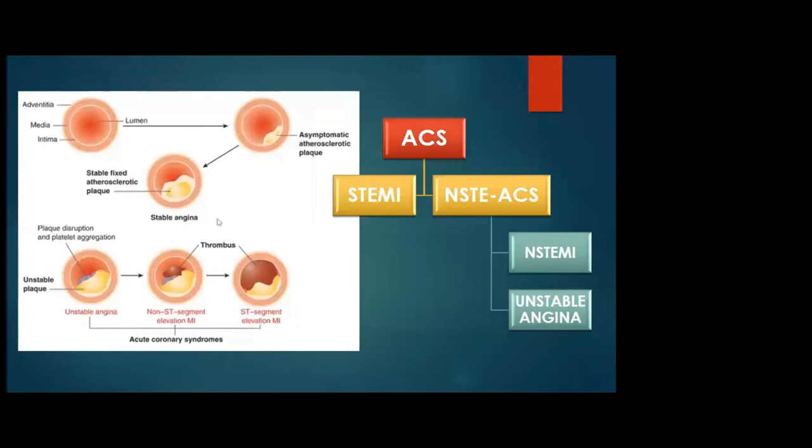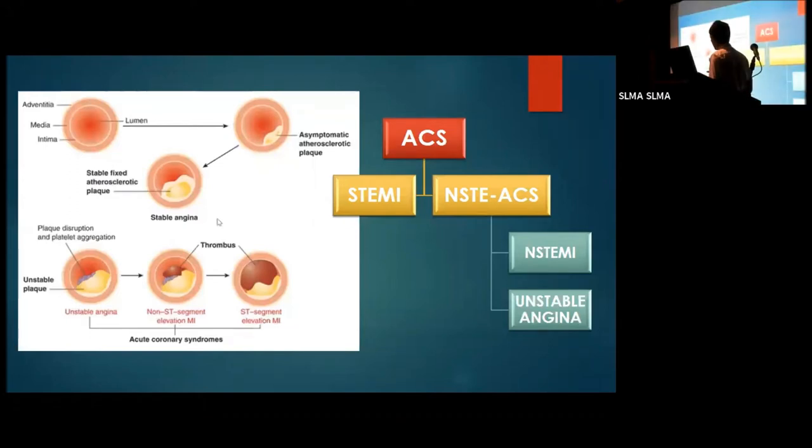Apart from that, the three entities, unstable angina, non-STEMI, and ST elevation, are categorized as acute coronary syndrome. In those three categories, the plaque is ruptured. It could be rupture, fissuring, or ulceration, but whatever it is, platelet aggregation happens. In unstable angina, there will be some element of ischemia, but mind you, there is no myocardial necrosis. If there is necrosis, the nomenclature refers to non-STEMI. And if there is a total cutoff at the plaque site, there will be ST elevation.